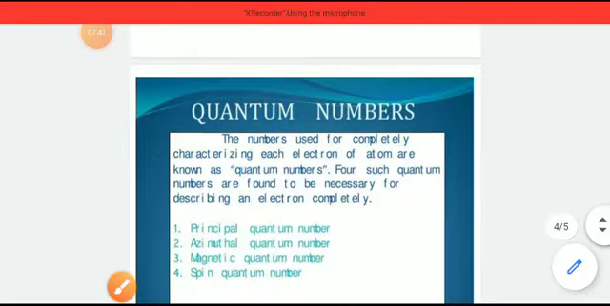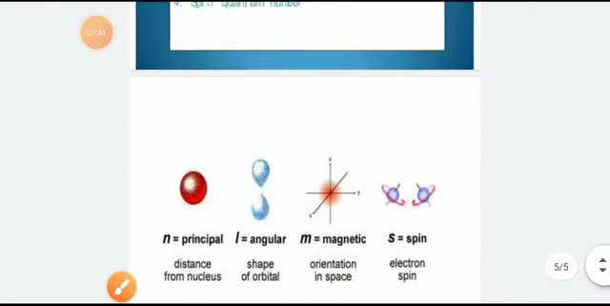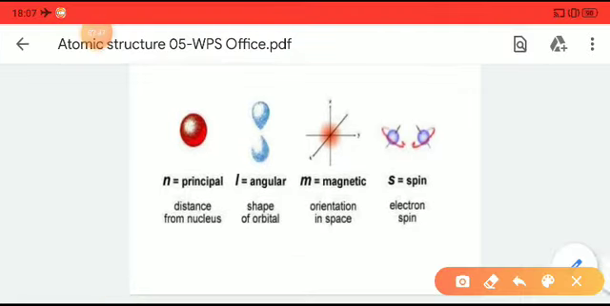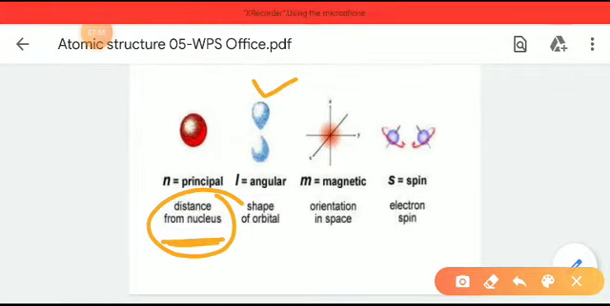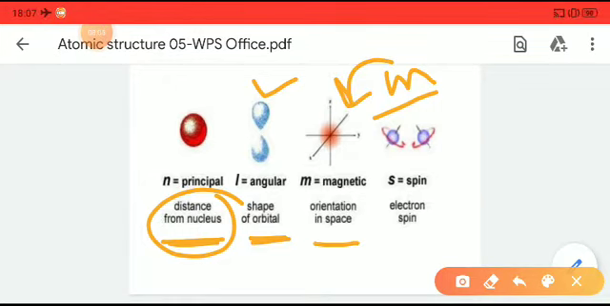The principal quantum number gives the distance from the nucleus. The l quantum number, the angular quantum number, gives the shape of the orbital. The magnetic quantum number, or m, expresses the orientation in space, and the spin quantum number expresses the spin of the electron.